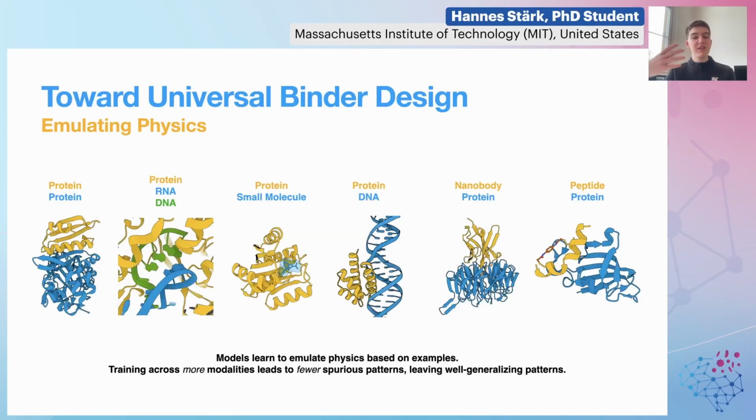Because our models learn to emulate physics based on examples, we want to provide our models with as many examples as possible where these physical patterns still hold. And this will be the case across modalities and across contexts. Also, if we apply augmentations to this context, then the patterns that still hold in all of them, patterns that are always true, are, for example, physical interactions.